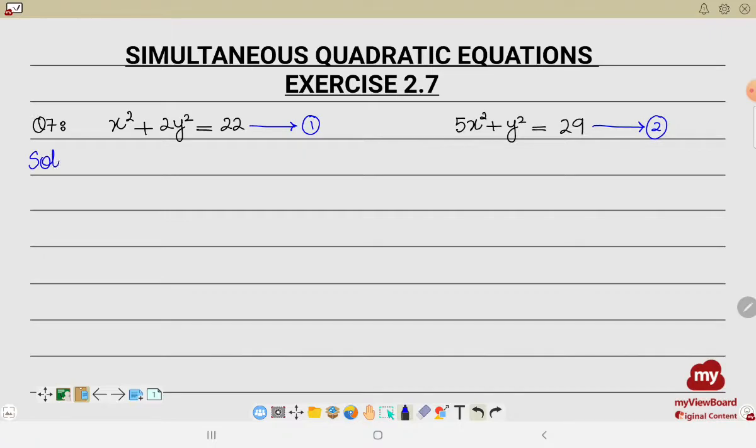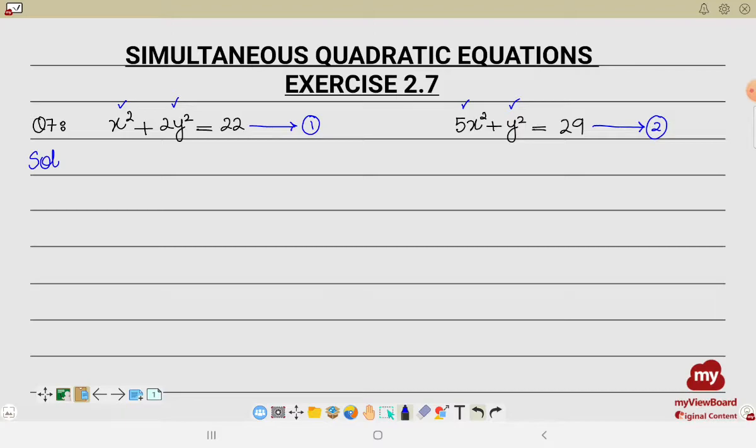Here we have the coefficient of x square as 1 and here we have the coefficient of x square as 5x square. Both terms are not the same. Similarly, here we have the coefficient of y square as 2y square and this term is 1y square. So the two terms are different. So what we are going to do is make the terms the same.